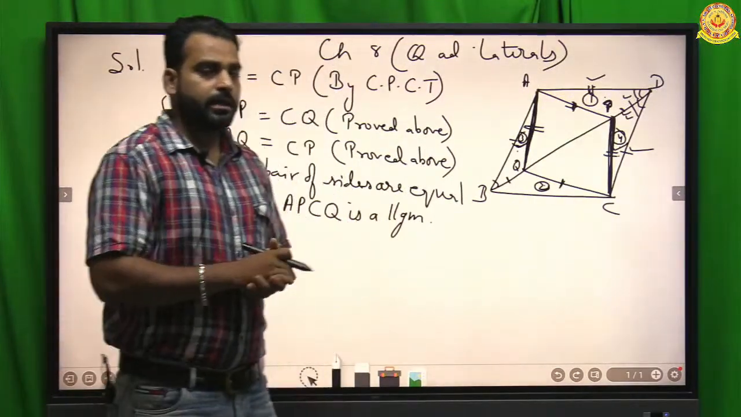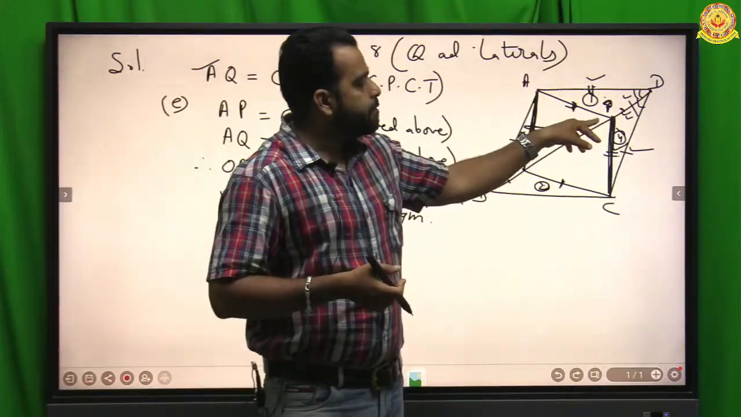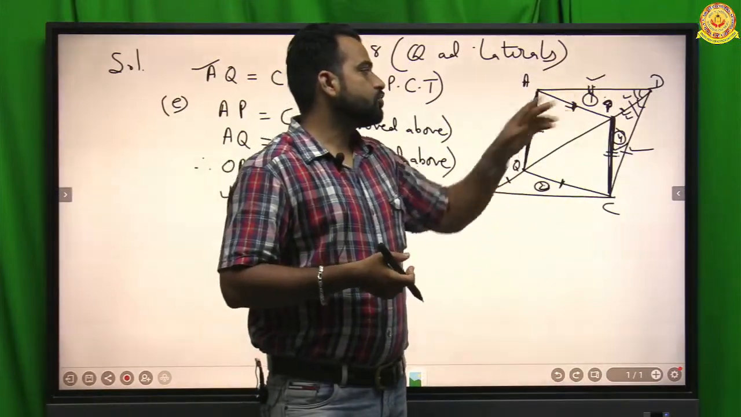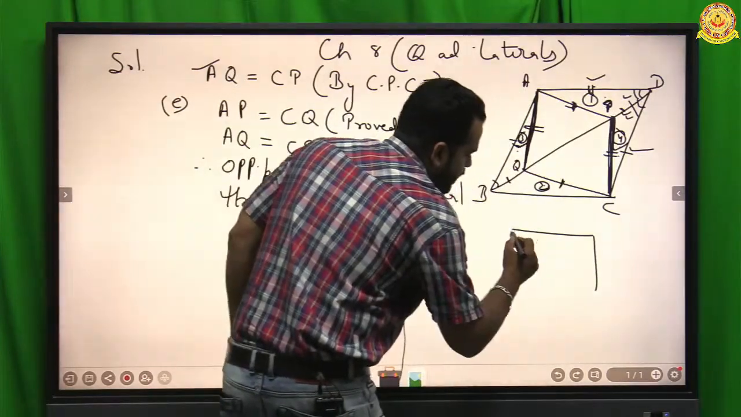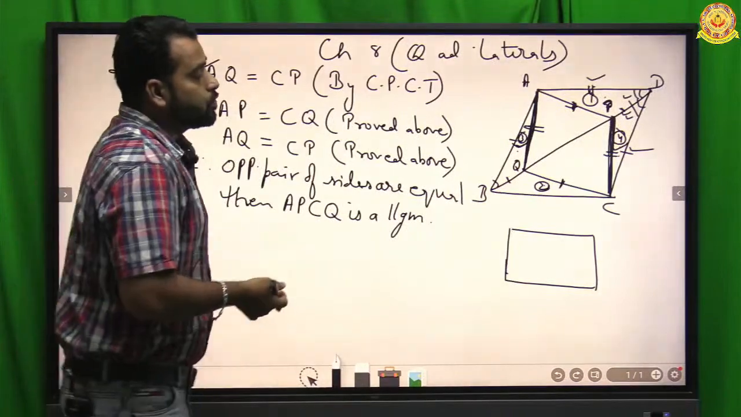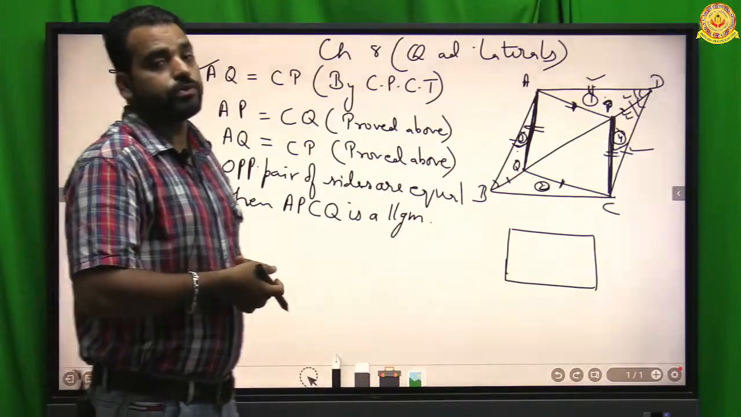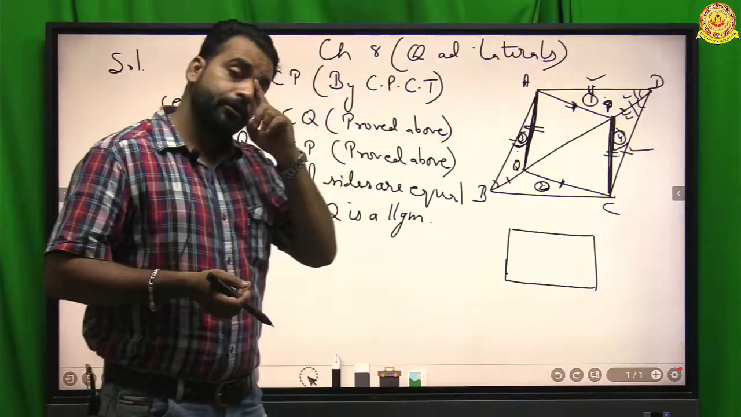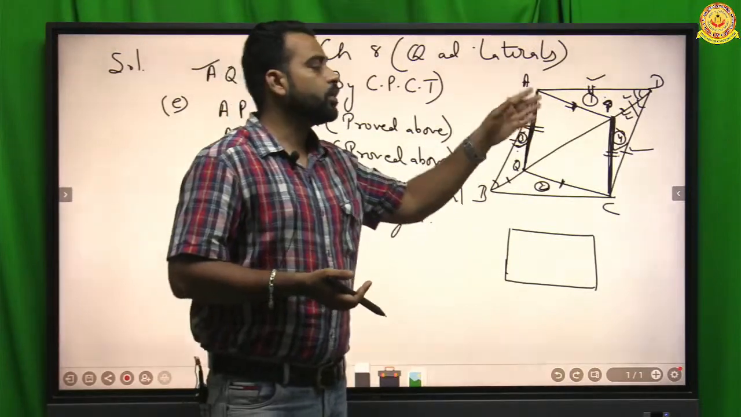Can we say that it may be a rectangle? Because in a rectangle also we can say that AP is equal to CQ, which is the opposite side, AQ is equal to CP, that means the opposite side. So in a rectangle also we can say, sir, this kind of figure is also a rectangle. Yes, obviously. So if the opposite sides are equal, they are also parallel. So if the opposite pair of lines are equal, then the particular figure may be a parallelogram or may be a rectangle. But how do we identify that this figure is a parallelogram or rectangle?